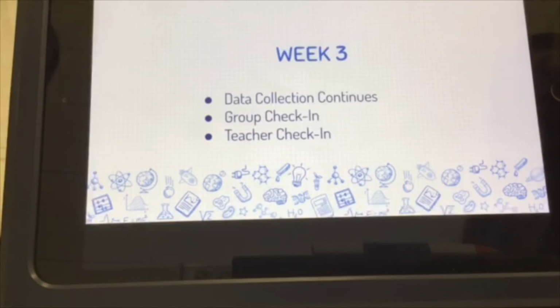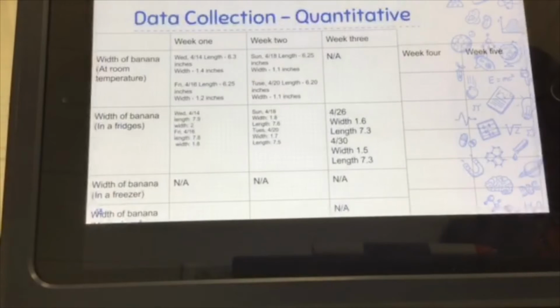Hi, I'm Melissa, and I'm going to be going over week 3 of our banana experiment. So this is our data table, and we can see that there's no data collected for the room temperature banana, the one in the freezer, and the one heated up. But there is some data collected for the banana in the fridge. We can see that the width did decrease by 0.1 and the length remained the same.